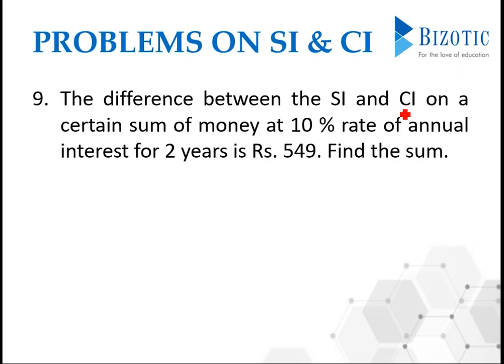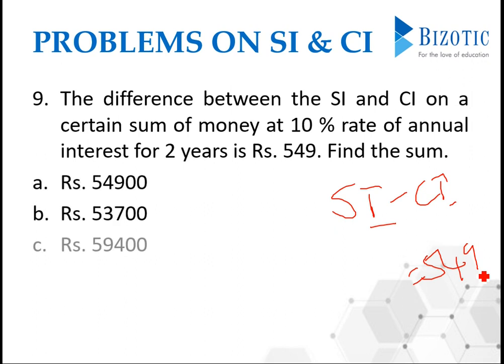The difference between the SI and CI on a certain sum of money at 10% rate of annual interest for 2 years is 549. Find the sum. So the difference between simple interest and compound interest is equal to 549. What we need to calculate here is, when the difference is given at 10% rate of annual interest for 2 years, find the sum.